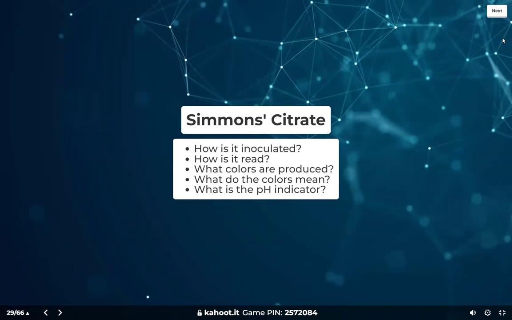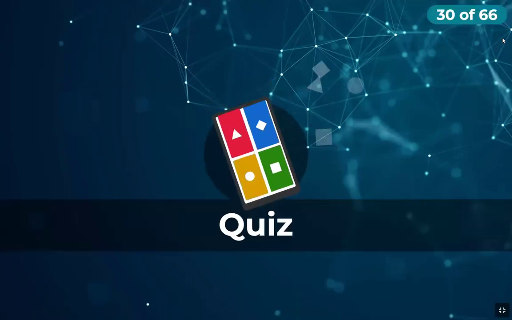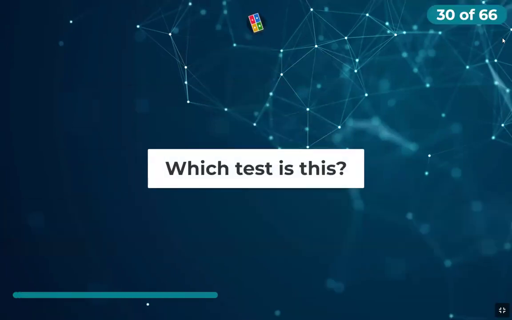Okay, Simmons citrate. How do we inoculate it? It's just a regular slant. Okay, how do we read it? We're looking for the blue color change or no color change. It starts off green. What colors are produced? It started as green, might turn blue if it's positive. What do the colors mean? Blue means that it made an alkaline product from breaking down citrate. And what is the pH indicator? Bromothymol blue, not phenol blue.